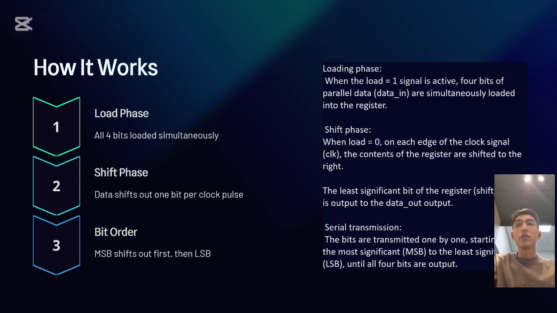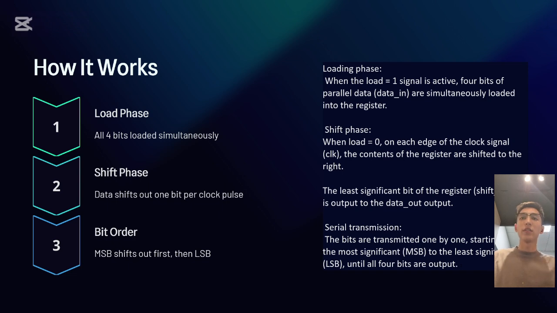How does a PISO shift register work? During the load phase, all 4 bits are loaded into the register simultaneously. During the shift phase, with each rising clock edge one bit is shifted out to the serial output. The bits are transmitted starting from the most significant bit, MSB, down to the least significant bit, LSB.